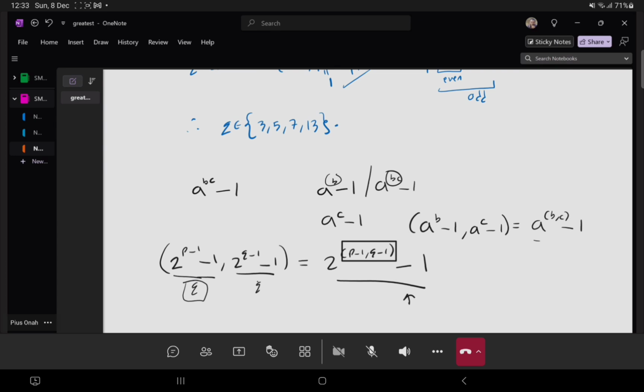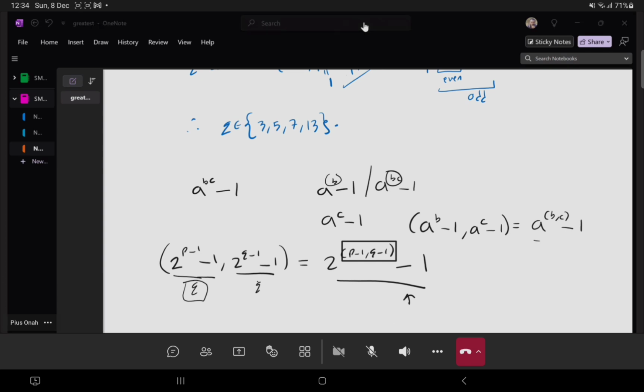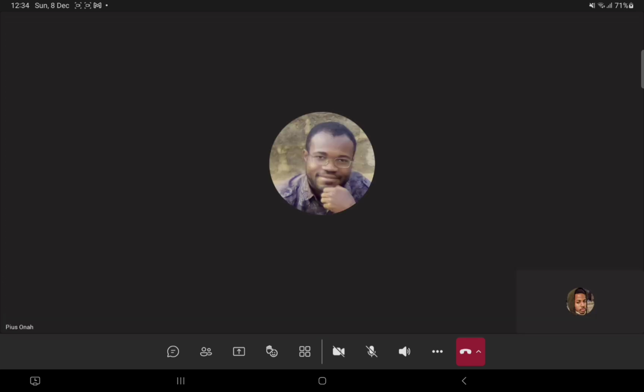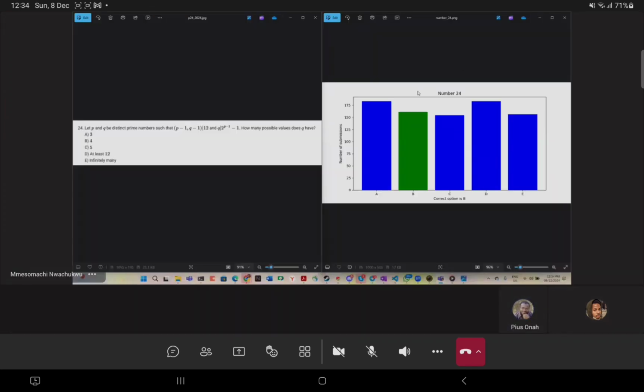Okay. Yeah. So let's see how the participants fared in this problem. I already have my plots ready. All right. Nice. Let's see how this goes. Okay, so you can see my screen.